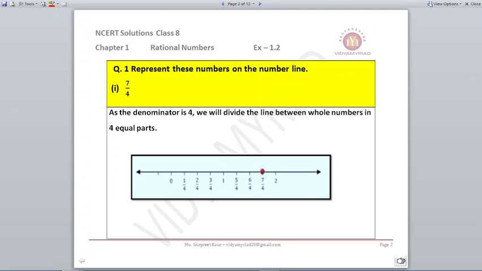So when we are given 4 in the denominator, we will make 4 equal parts. That means 0 to 1, we will divide it into 4 equal parts and write it in the form of a fraction. And we will mark 7 upon 4 as per the number line.